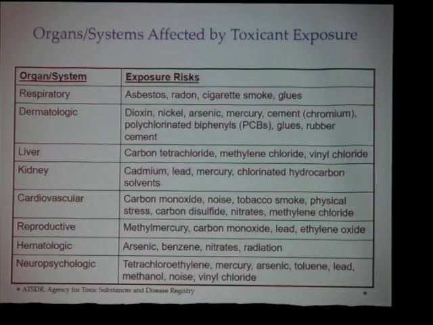This table illustrates systems that are affected by various toxicant exposures, like people who live next to a vinyl chloride factory. Individuals who live near one have a higher incidence of liver cancer, individuals who have exposures to lead and cadmium have higher incidence of kidney issues. There are a lot of toxicant exposures, like lead and tobacco smoke, that can contribute to cardiovascular disease.